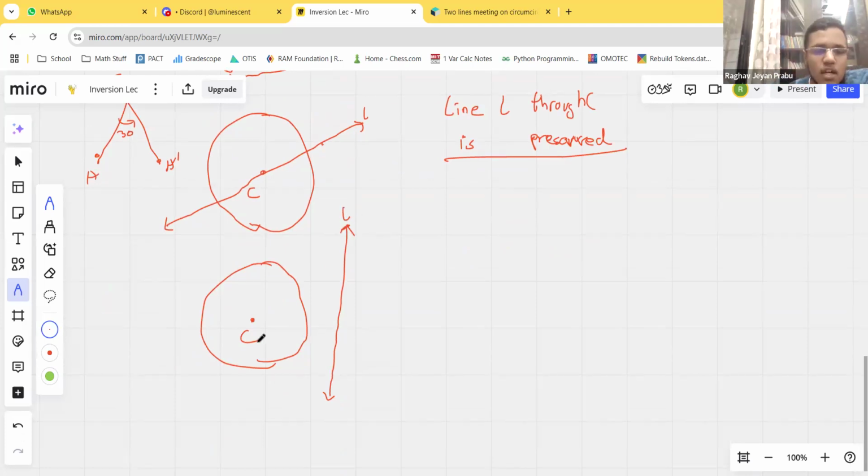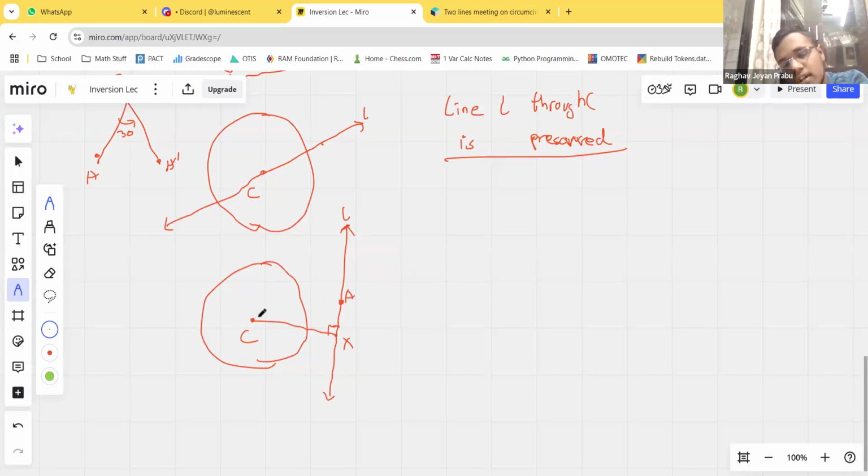Okay. So let's see what happens to a line L not passing through C. So what we do now is we take the foot of the perpendicular from C to this line. I'll call this, say, X. And let's look at any point other than X on line L, say A. So what do you see here? You see that angle CXA is 90 degrees, right?